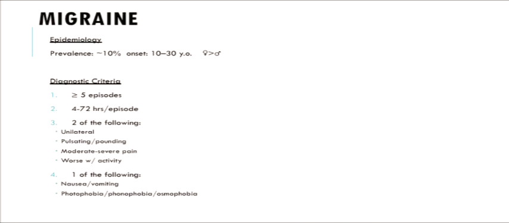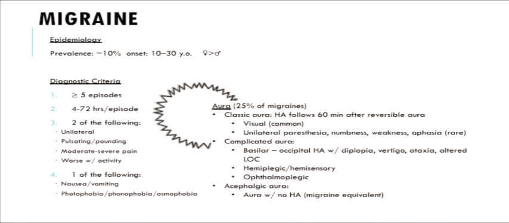Okay, so what are some of the other things you should be thinking about with migraine? You should always think about aura, right? Because this can help you say, okay, this is for sure a migraine. So 1/4 of migraines have aura, so that means not all of them, right? So keep that in mind too. But a classic aura is within 60 minutes before your headache. So it comes on before. It's a bit of a warning system.